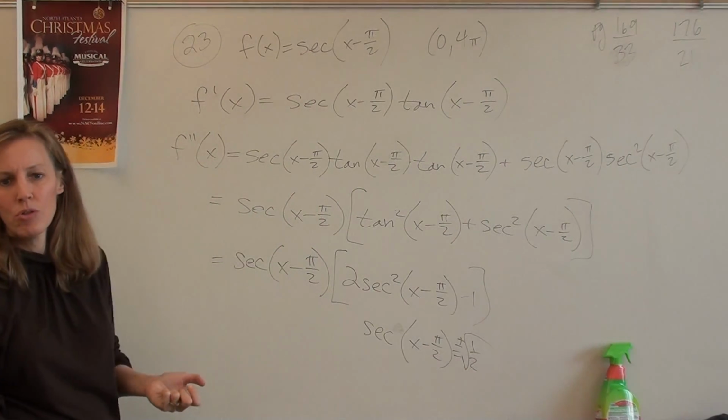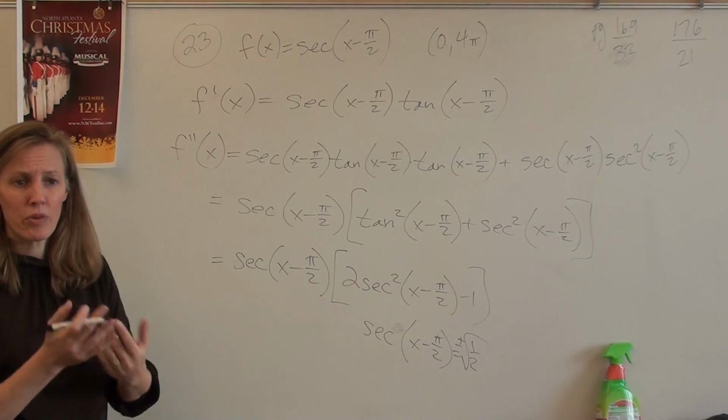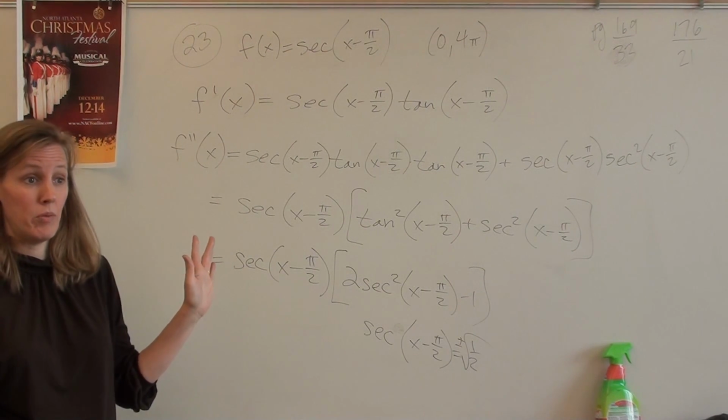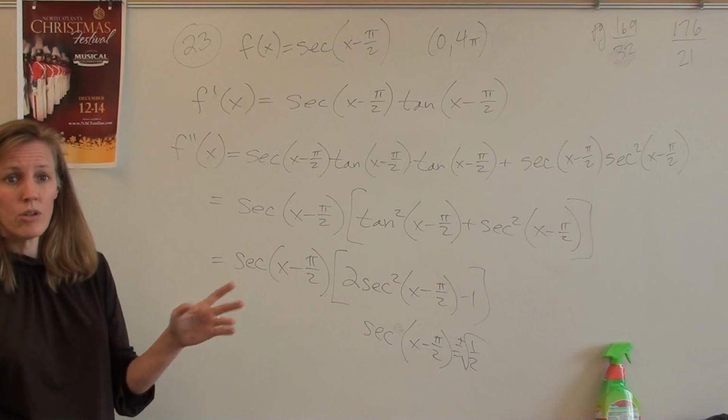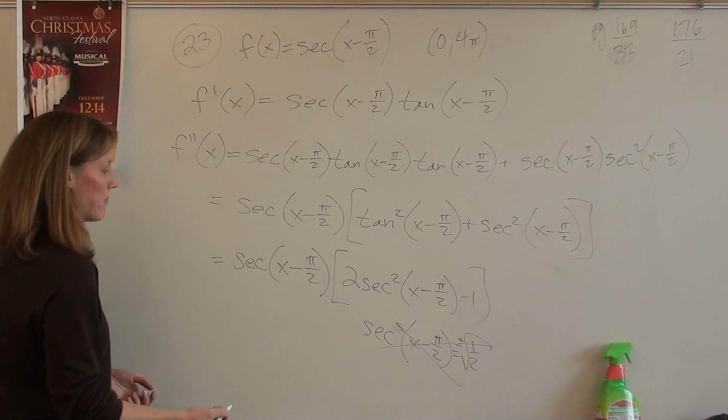which is 1 over root 2. That never happens, right? Cosine can be 1 over root 2, but secant can never be 1 over root 2. So this has no solution. There are no critical numbers from this one.